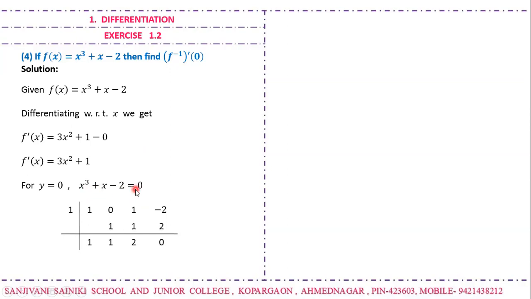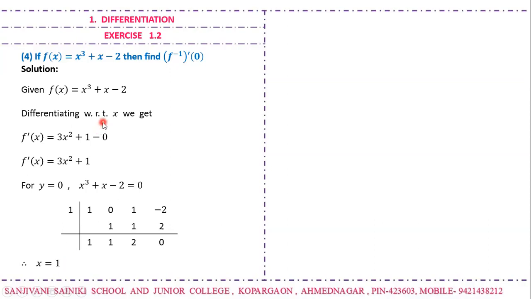So this is a cubic polynomial. We can use synthetic division to find the roots of the polynomial. So x is equal to 1 is the root of this equation, and the other roots are complex roots. So we have not found them here. So what we get, x is equal to 1.